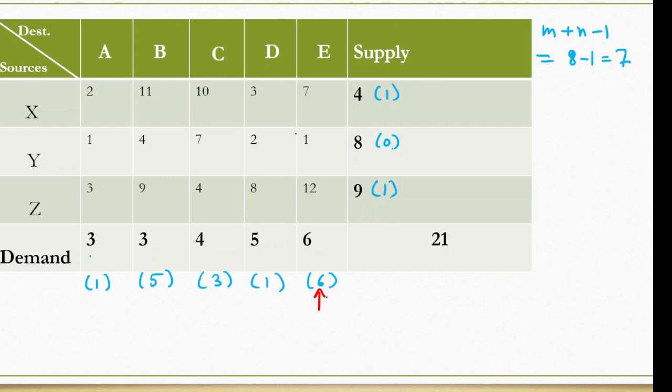So considering the least cost here, that is 1. So from the source Y going to the destination E, the demand is 6 and the supply is 8. So the minimum is 6. So this becomes 0, and here this is 2. So now as we know, this is gone.